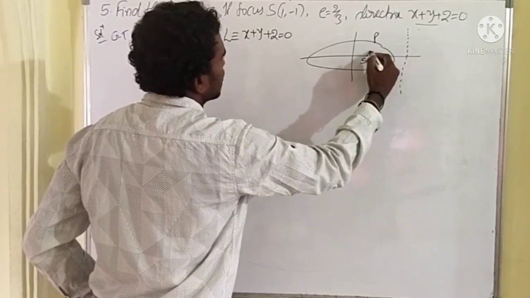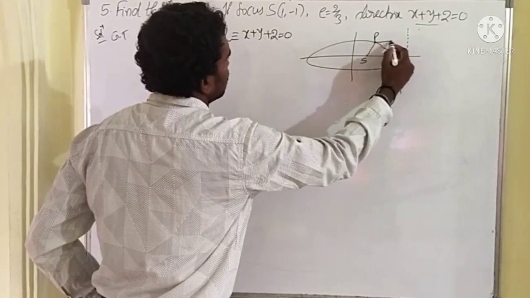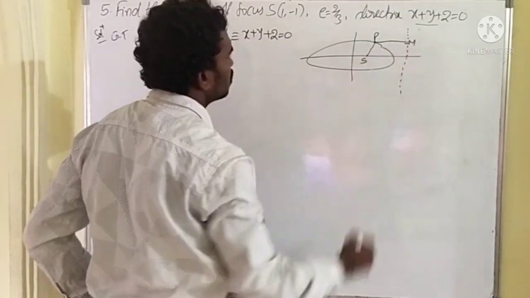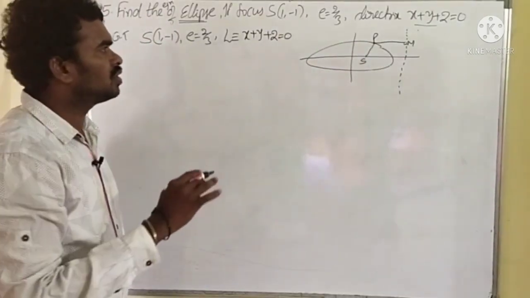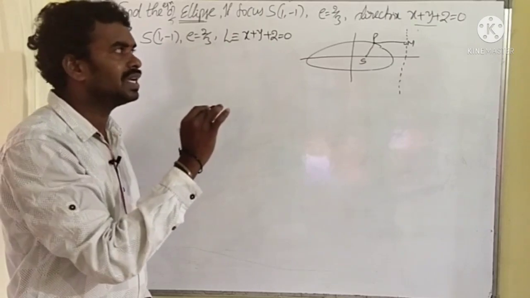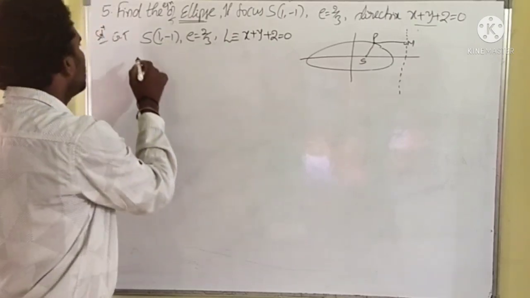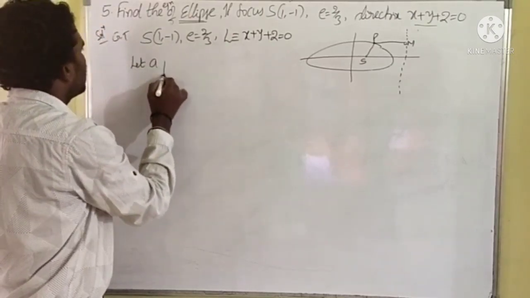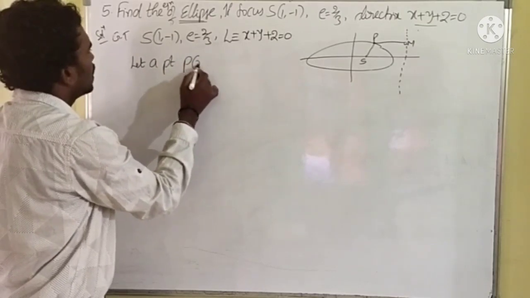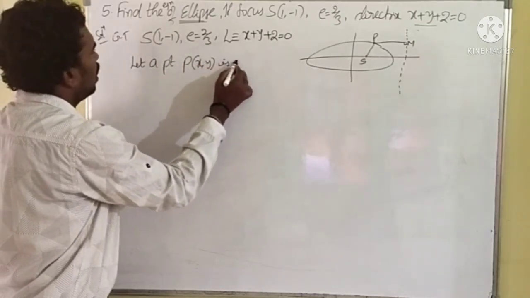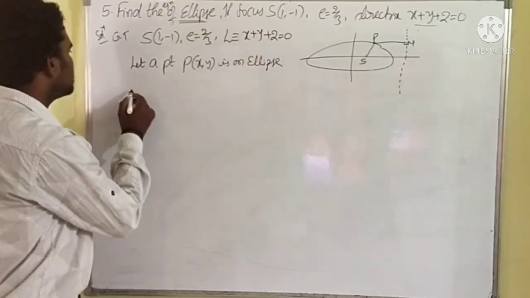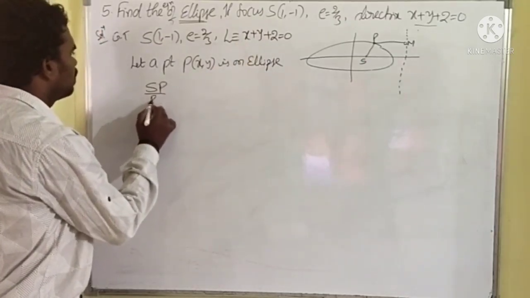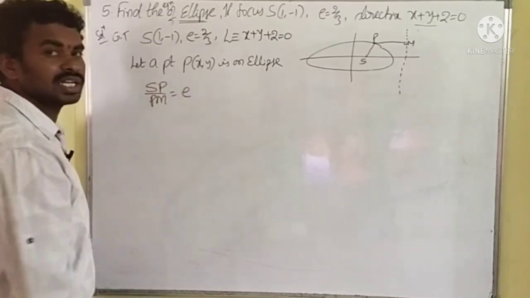So what is the condition of the ellipse? SP by PM is equal to e. So what is P? Yes, that we don't know. So let us take that P is some (x, y). Let a point P(x, y) be on the ellipse. Now the condition is SP by PM equal to small e, eccentricity.